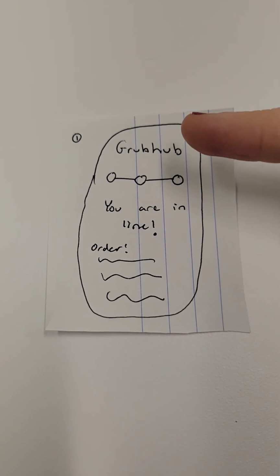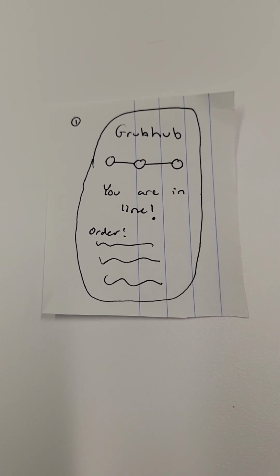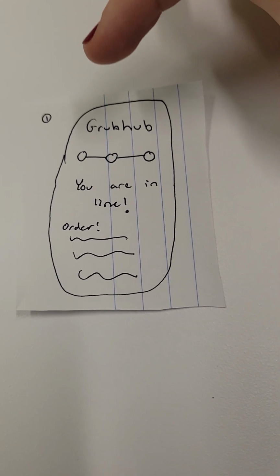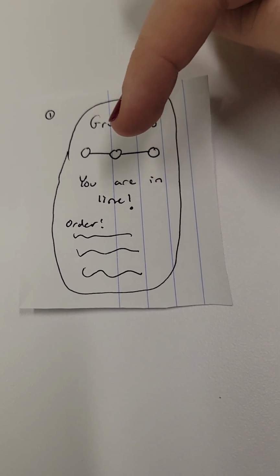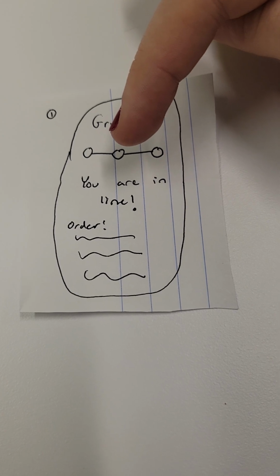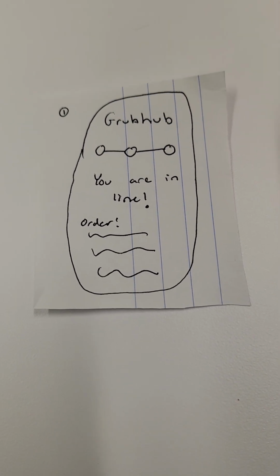So this is the typical interface of the Grubhub app once you've placed an order. It's got 3 check marks, one being for when you placed it, one being for when your order is being made, and then one being for when it's ready. And it also tells you your order at the very bottom.